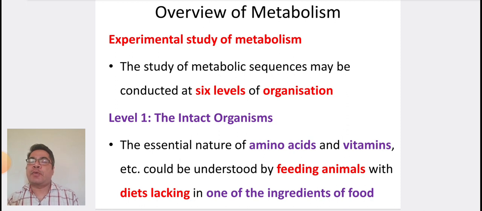Experimental study of metabolism. The study of metabolic sequences can be conducted at 6 levels of organization. Level 1, the intact organisms. The essential nature of amino acids and vitamins, etc., could be understood by feeding animals with diets lacking in one of the ingredients of food.